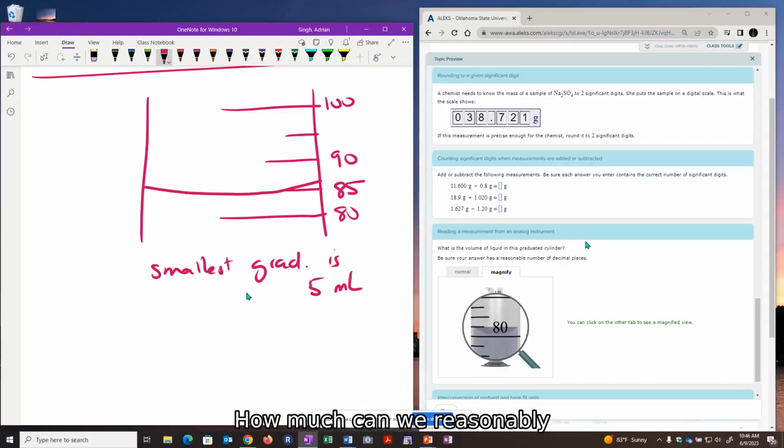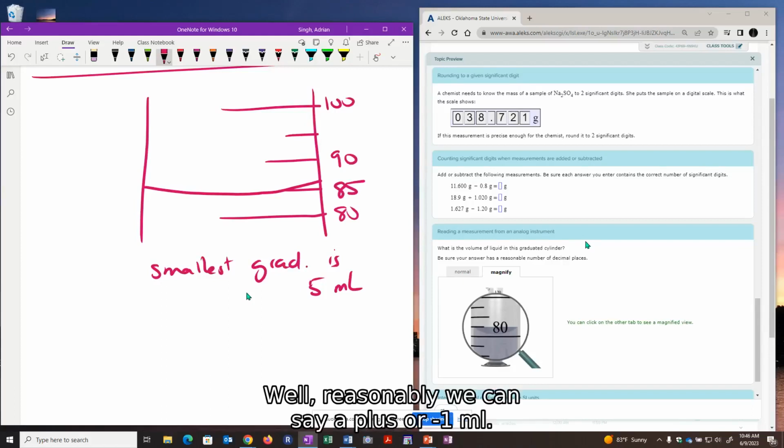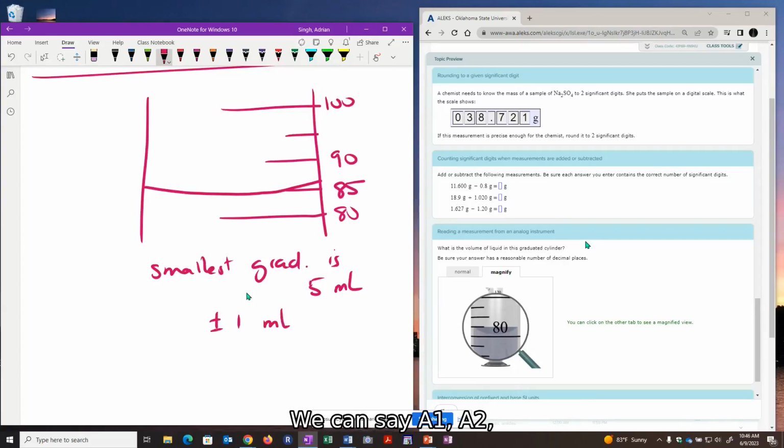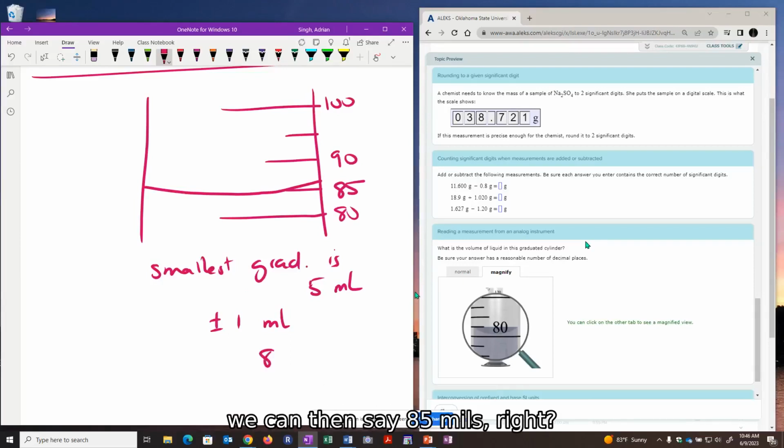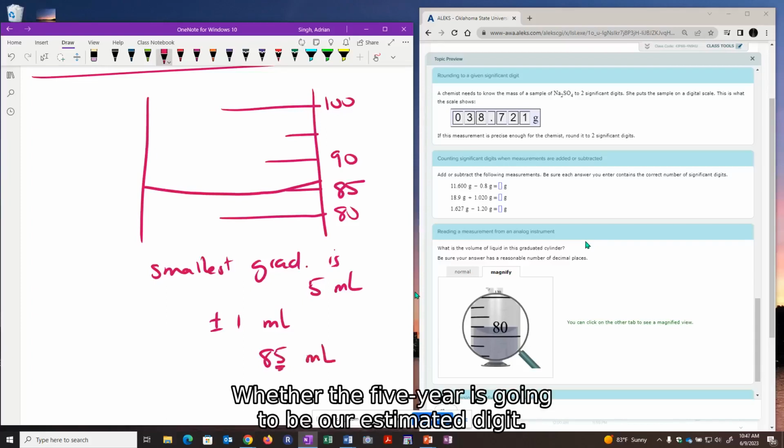So here the smallest graduation is 5 milliliters. How much can we reasonably estimate between the 5 mils? Well, reasonably we can say plus or minus 1 milliliter. So that means if we have a volume in here, we can say 81, 82, 83, 84, 85, etc. If we think it happens to be exactly on the 85, we can then say 85 mils, where the 5 here is going to be our estimated digit.